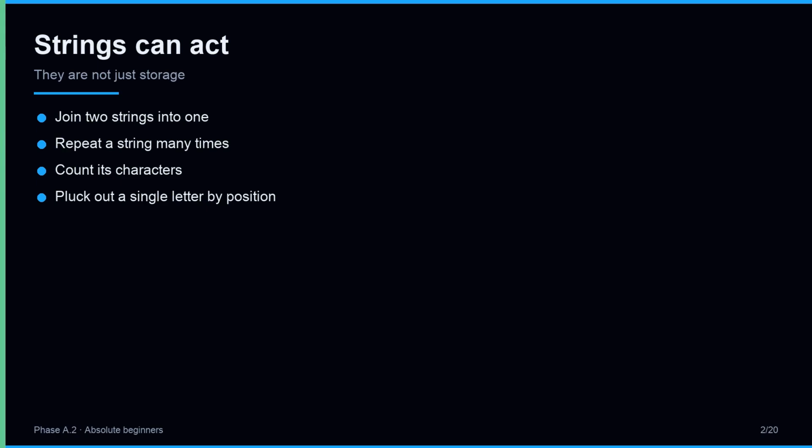You can glue two strings into one, repeat a string many times, count its characters, and pluck out a single letter by position. These are the everyday moves of working with text, and they all use symbols you already know, reused in a friendly way. Today we learn each move, one at a time, with short examples you can read out loud.